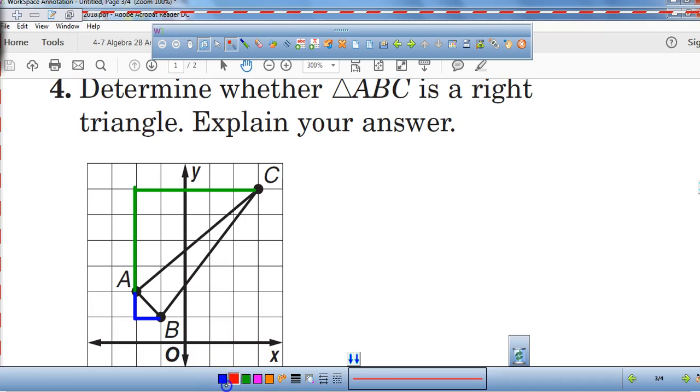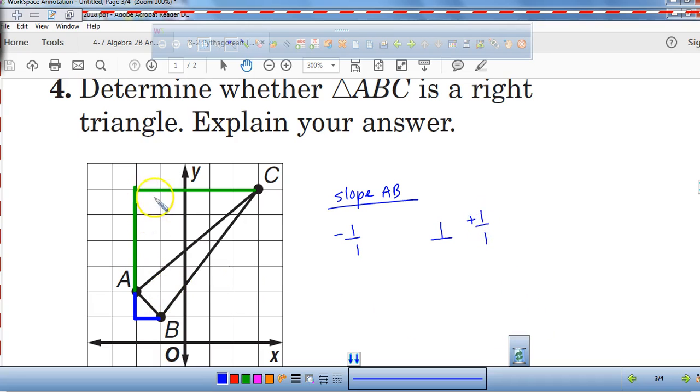So right angles have to have perpendicular slopes. So let's check out the slopes. The slope of AB is the easiest to interpret. It goes down 1 and over 1, so the slope is negative 1 over 1. Now the perpendicular slope to a negative 1 over 1 would be a positive 1 over 1. So we're going to see if this is a positive 1 over 1.